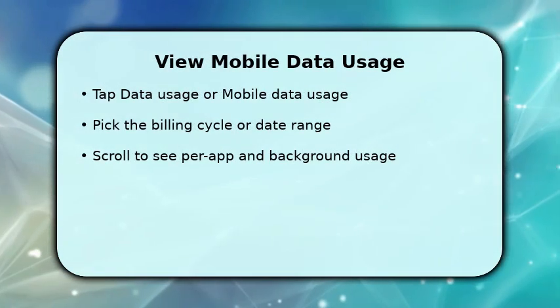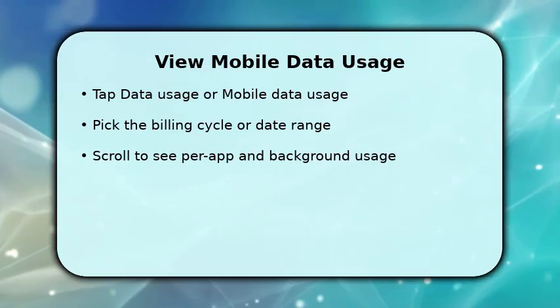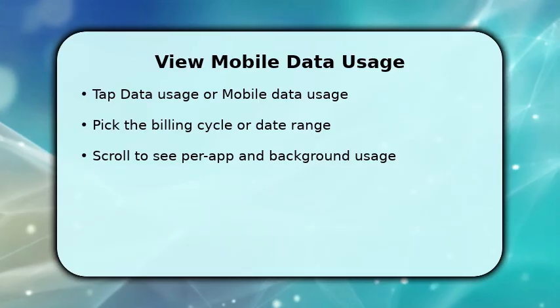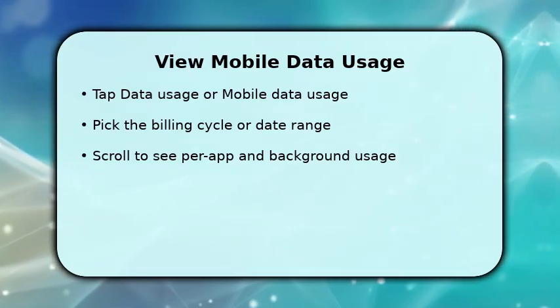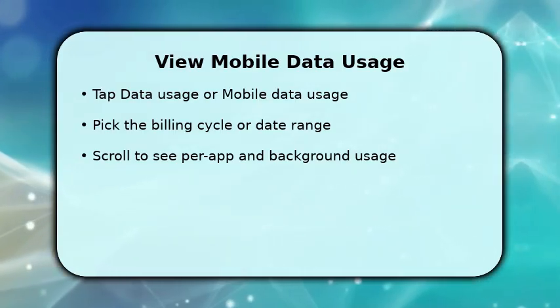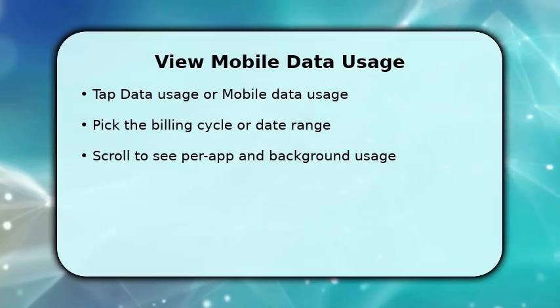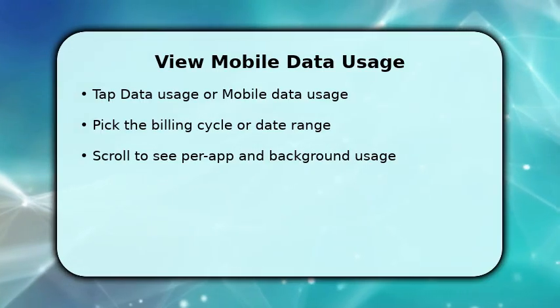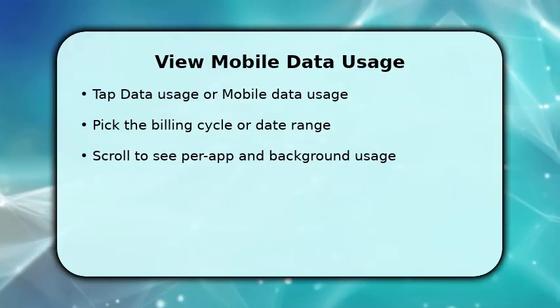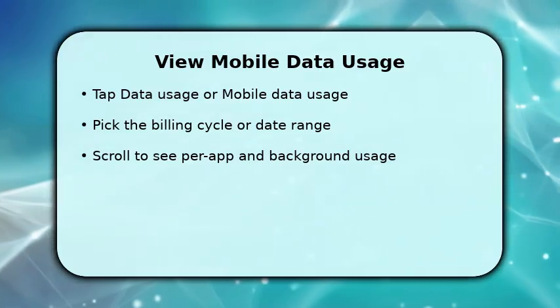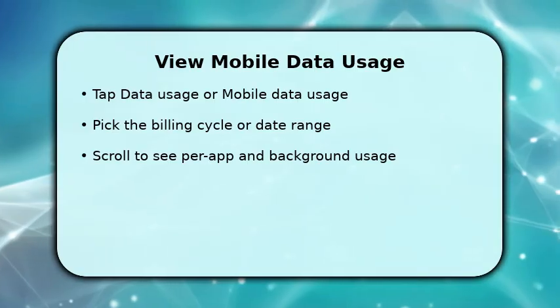Now select data usage to open the detailed screen. This shows total mobile data for the selected billing cycle. You should pick the correct billing cycle or set a custom date range so figures match your carrier bill. Once selected, scroll to examine a per app breakdown and background data consumption. This explains why totals are high.